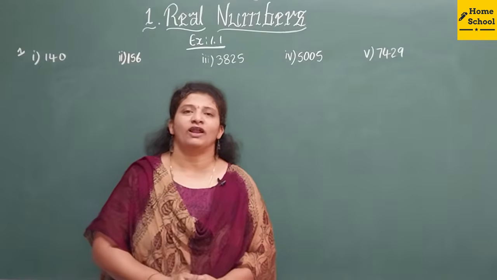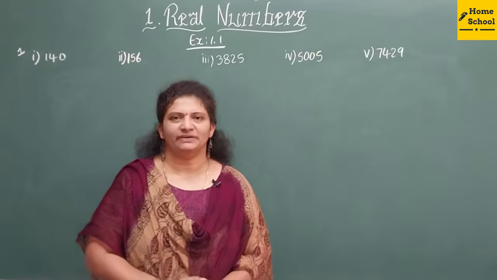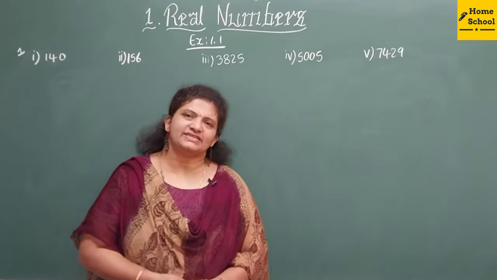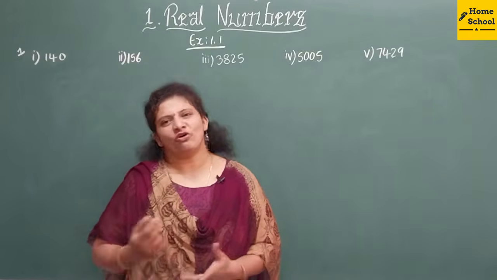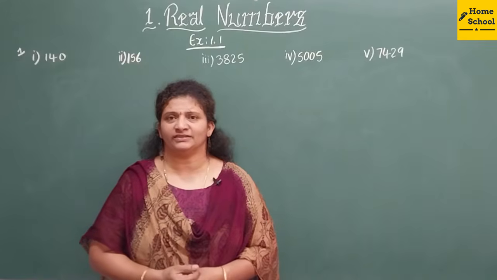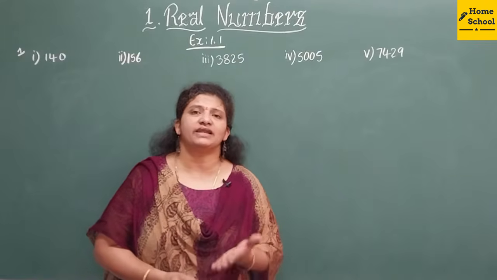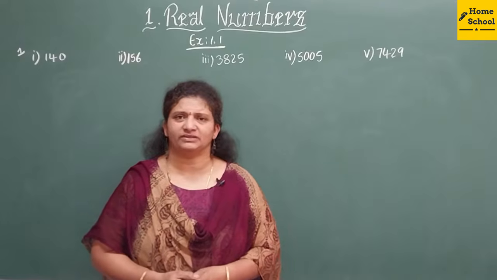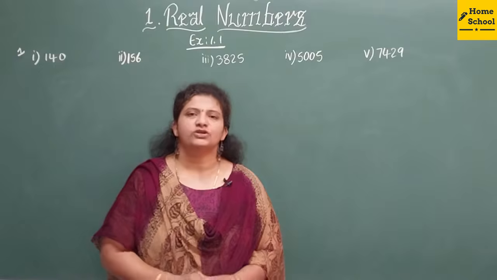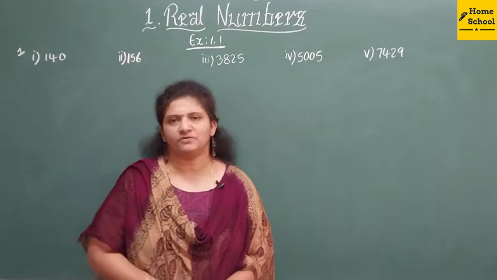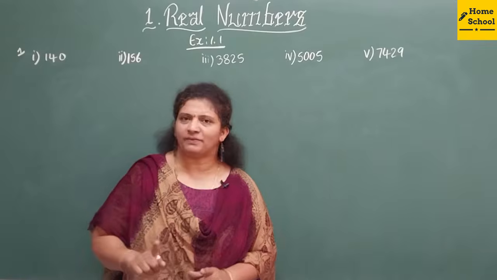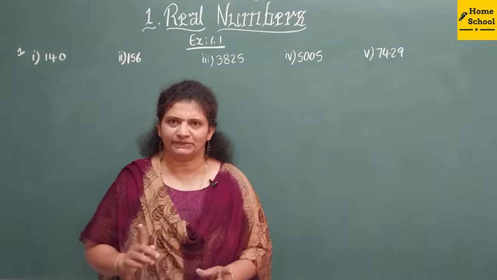Those numbers are called composite numbers. Example: 4, 6, 8, 10, and so on. These numbers will have other numbers as factors, or these numbers are divisible by other numbers, not only 1 and itself. So these numbers are called composite numbers. You should remember 1 is neither a prime nor a composite number.